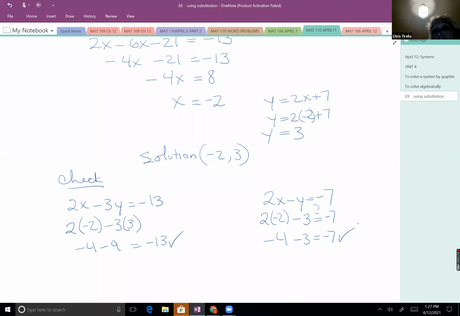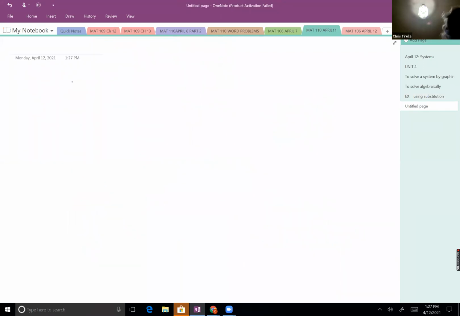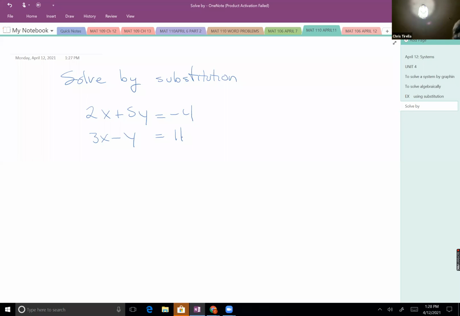Let's have you folks try one. Let's have you folks solve by substitution. And let's have 2x plus 5y equals -4. And 3x minus y equals 11. And I'm going to be quiet and give you about 3 minutes to work on that.